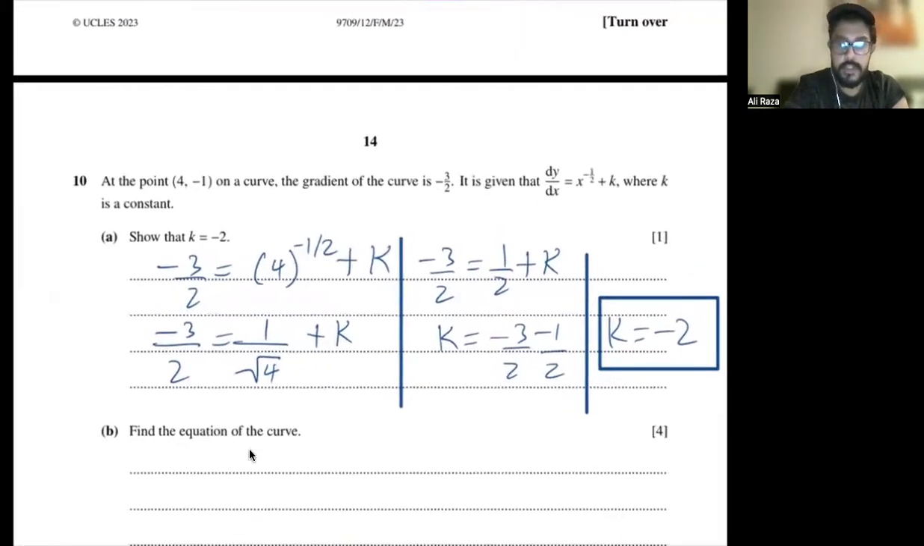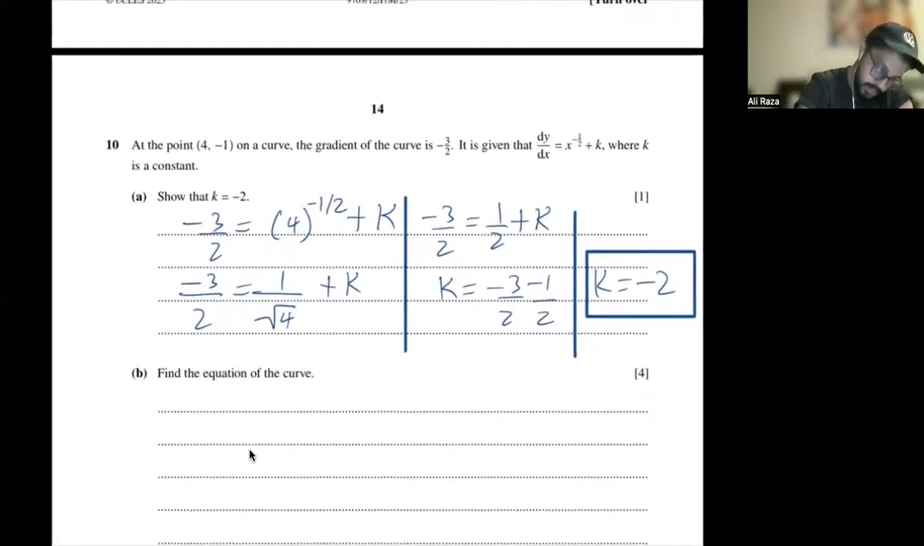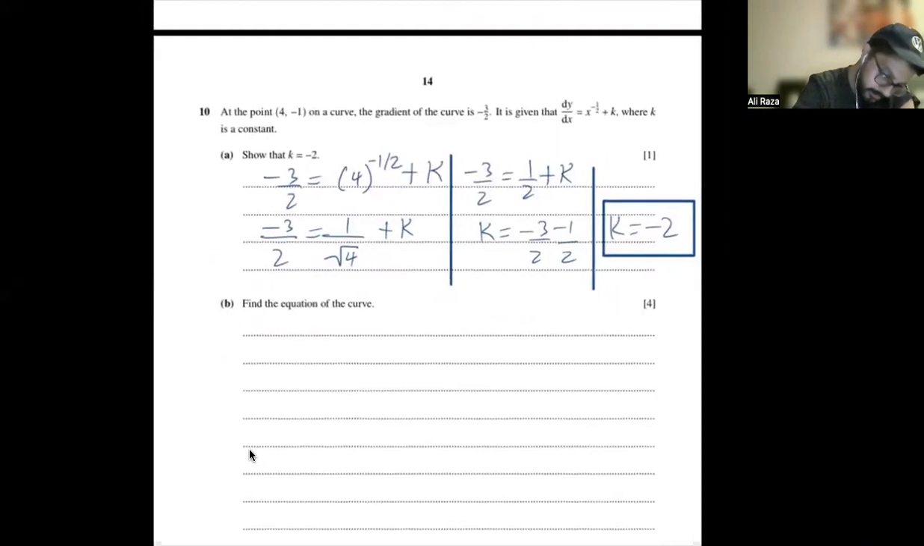Now in part B, we need to find the equation of the curve. So we'll integrate the curve.